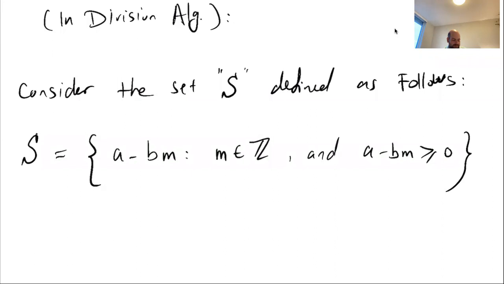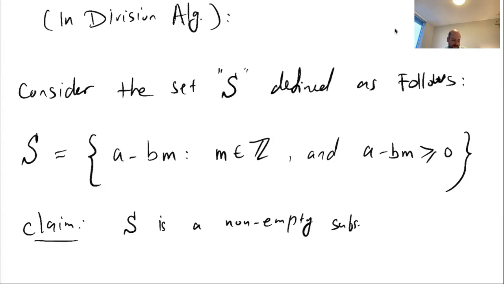Okay, so the claim here is that S is a non-empty subset of N. So of course it's a subset of N because every element of S by definition is bigger than or equal to 0. It is an integer and is bigger than or equal to 0. Every element of S is an integer because A and B and M are all integers. And by definition of S, every element of S is non-negative because the definition of S says all elements of the form A minus BM, where A minus BM is bigger than or equal to 0, right?